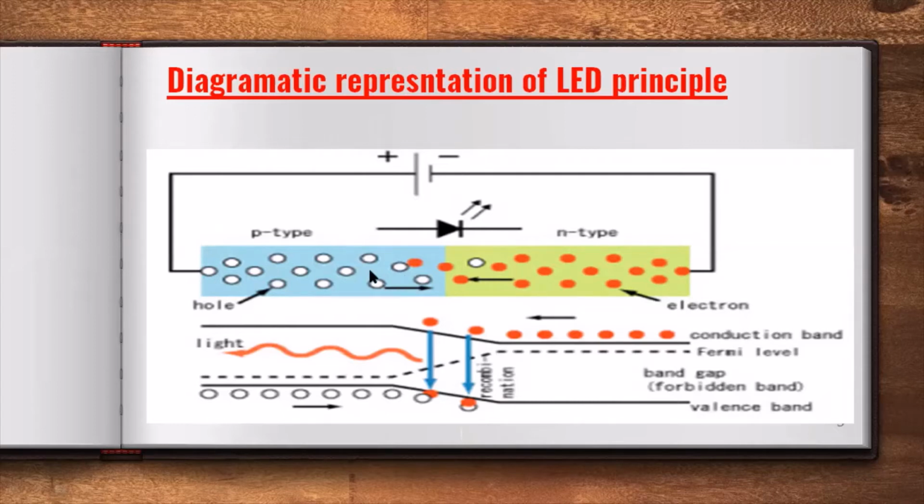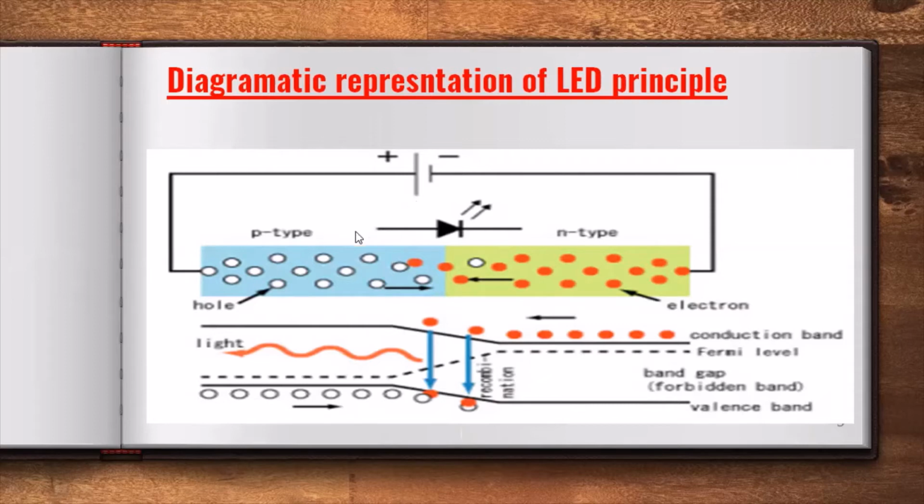When it is moving to the other side, the electrons can recombine with the holes, then the difference amount of energy is released in the form of a photon. That photon is released in the form of light in the case of direct band gap semiconductors. In this way, we can produce light in the case of an LED.